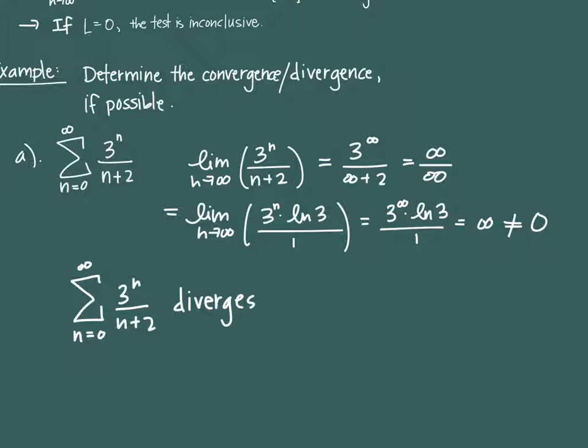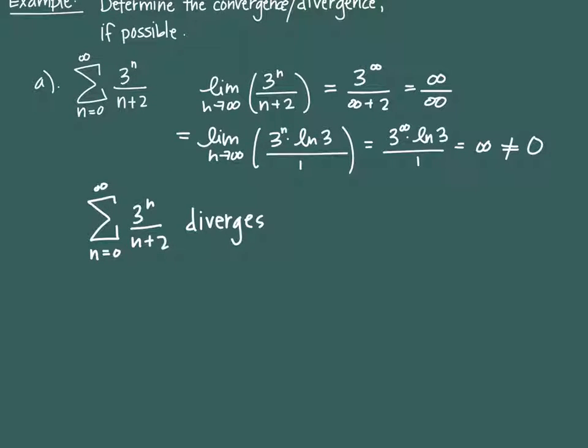Because the limit of the last term was not 0. So you can conclude, this is a test for divergence only. It will diverge if the limit is a non-zero value.